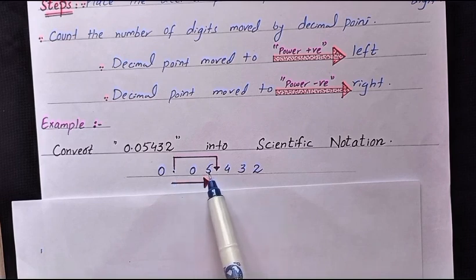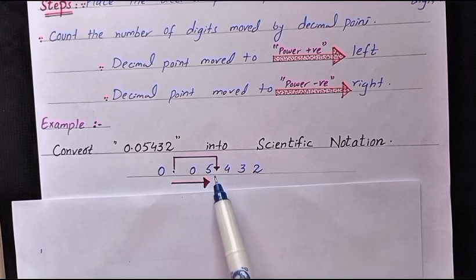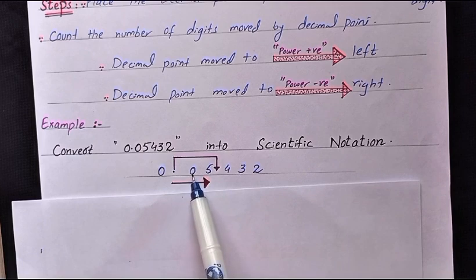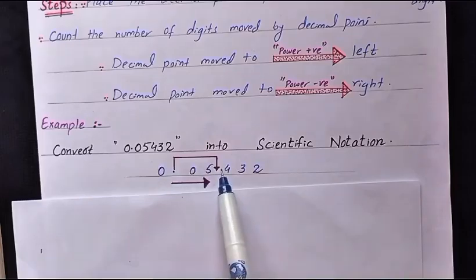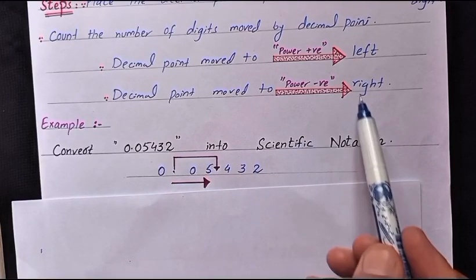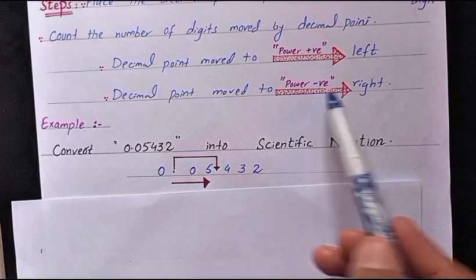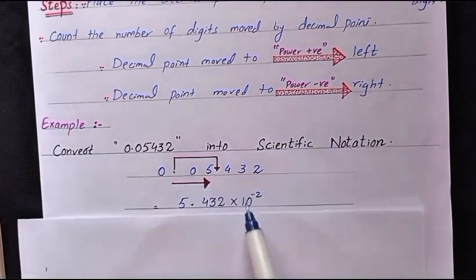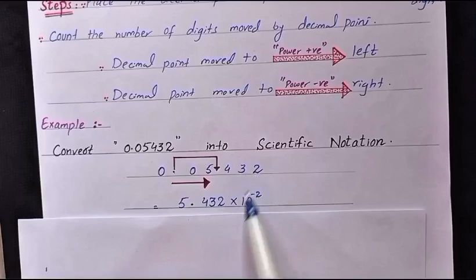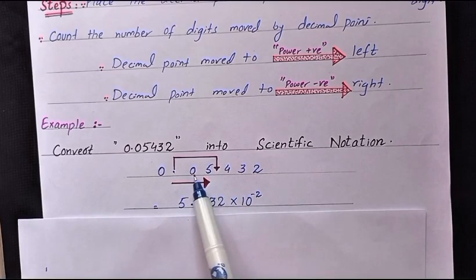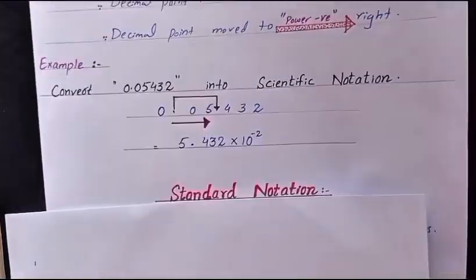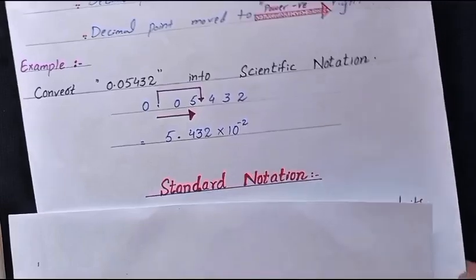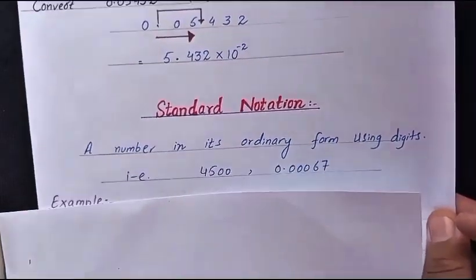Counting the number of digits moved to the right side, there are 2. As we move to the right side of the decimal, the exponent should be negative, as we read above, that moving to the right side, the power or exponent is always negative. So how can we write it in scientific notation? 5.432, counting the number of digits to the right side is 2, and as we moved to the right side, the power is -2.